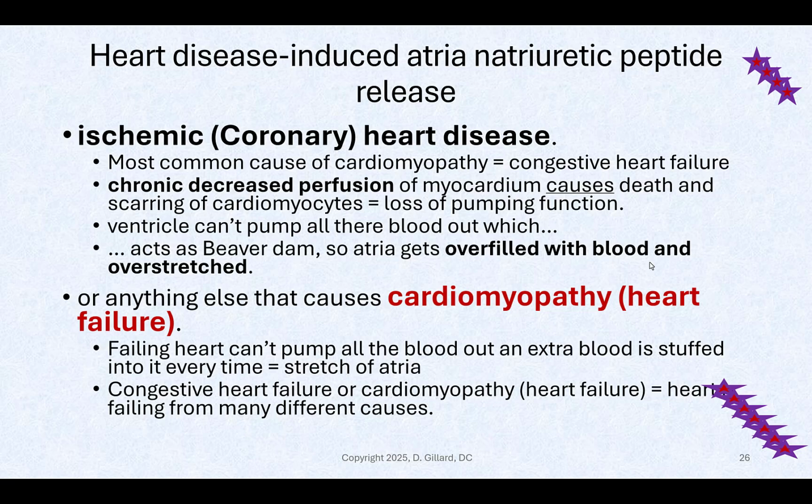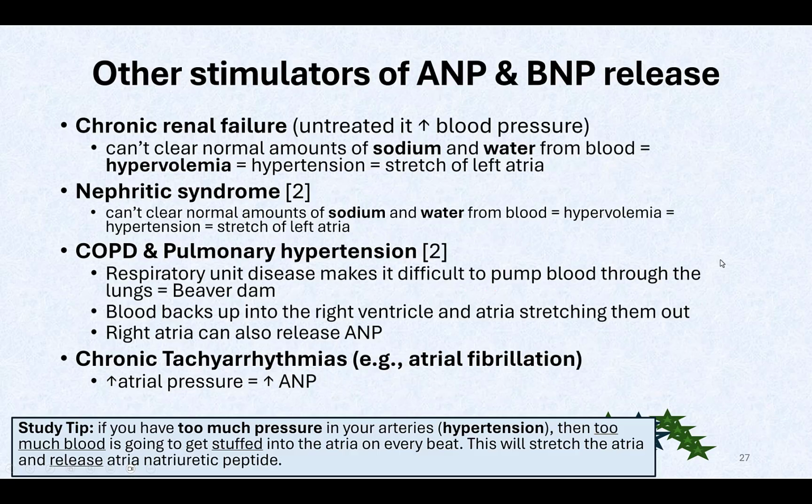And if the ventricles, just like with a myocardial infarction, aren't working, you're going to have extra blood left over from the last cycle, and when you try to refill the ventricles with a new cycle, the blood backs right up and goes into the atria and overstretches them, and that releases ANP. See, anything that causes heart failure will do that. Cardiomyopathy is a fancy word for heart failure.